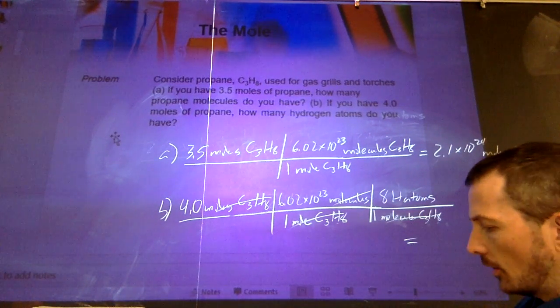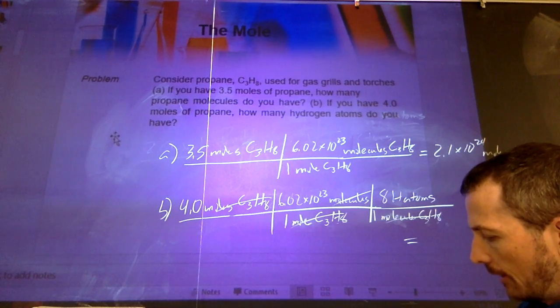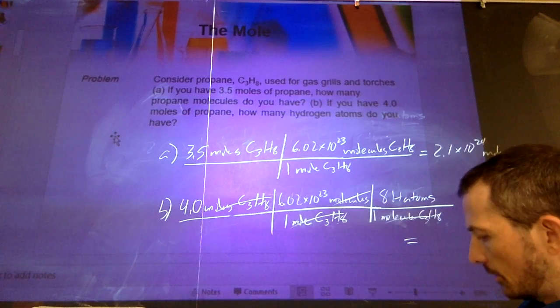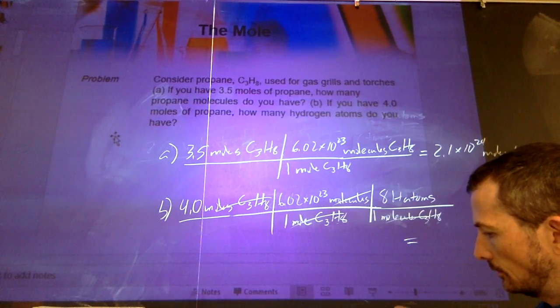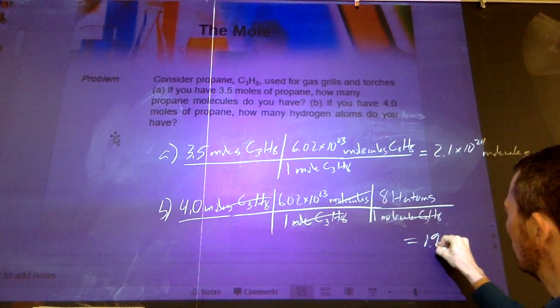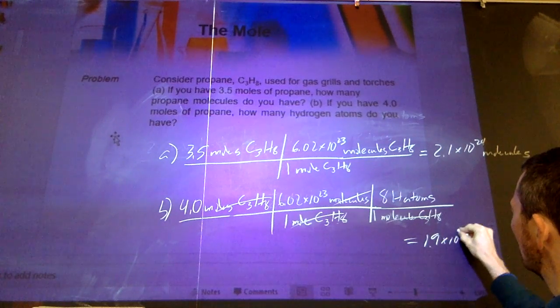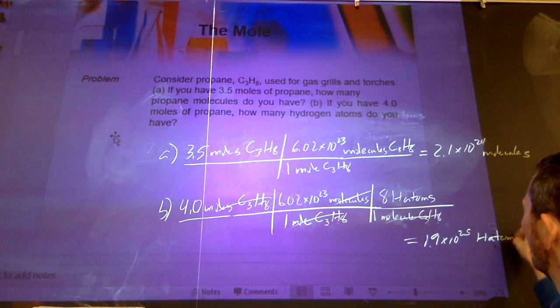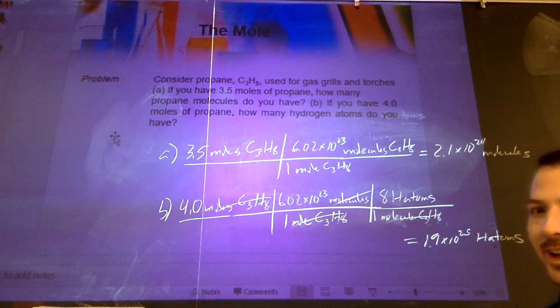Okay. So I'll take 4 times Avogadro's number times 8. So I get 1.9 times 10 to the 25th hydrogen atoms.